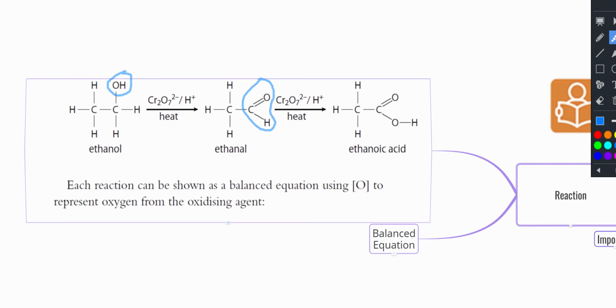And when ethanol is getting changed into ethanal, that is, when an alcohol is getting changed into an aldehyde, it is in the presence of acidified dichromate ions and heat. So this is the condition required for this kind of oxidation. And this oxidation is called partial oxidation. So whenever an alcohol gets changed into an aldehyde, the oxidation is called partial oxidation.